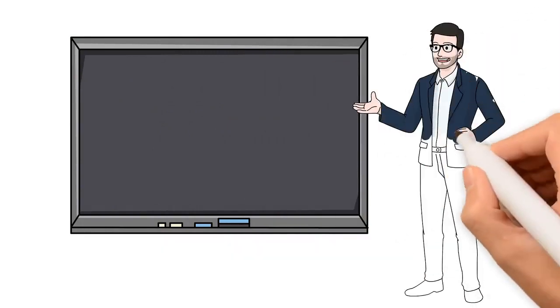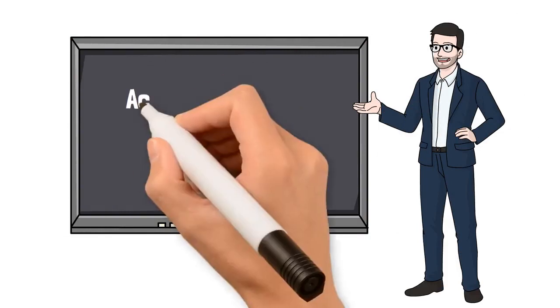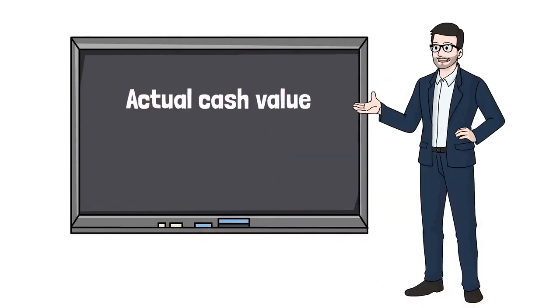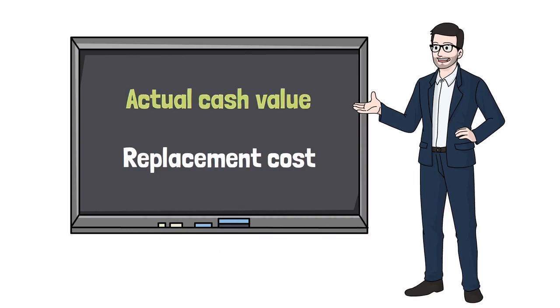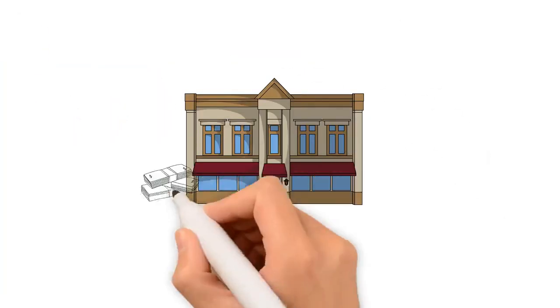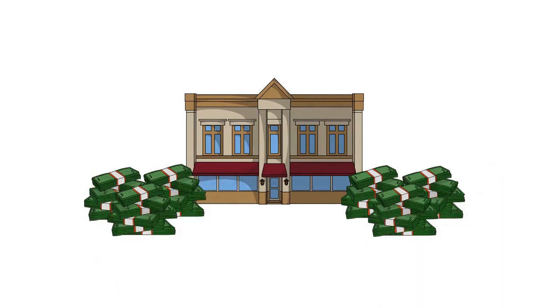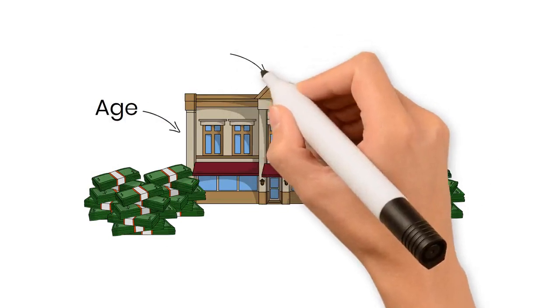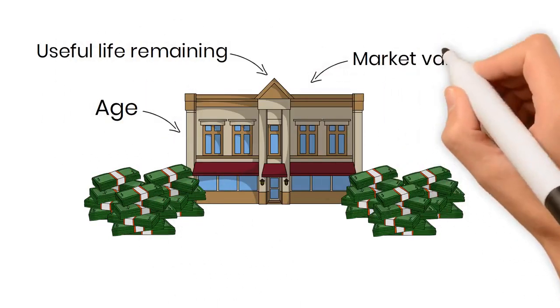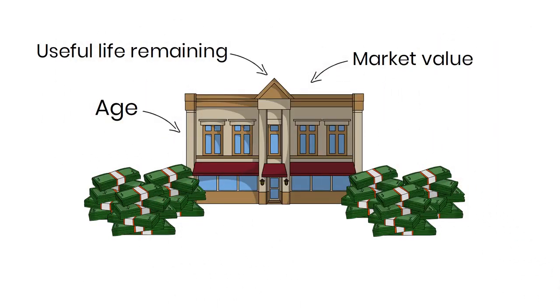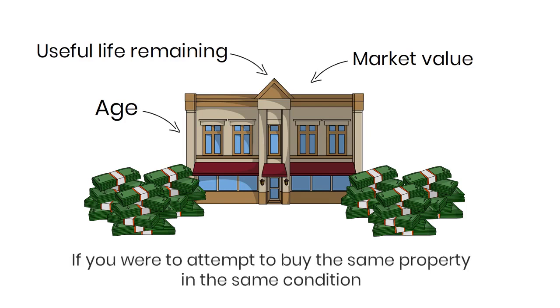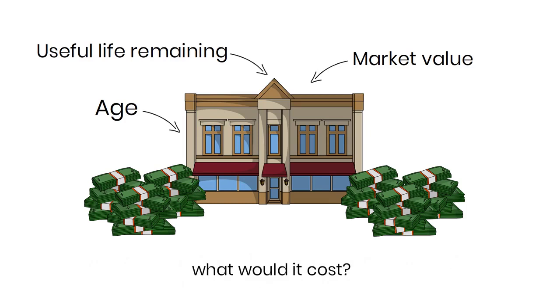First, we need to understand the basis of settlement. This can be either actual cash value or replacement cost. Actual cash value refers to a situation where losses to property are paid based on the current depreciated value of the property. Factors such as age, useful life remaining, and market value are considered. A simple way to think about this is if you were to attempt to buy the same property in the same condition, what would it cost?